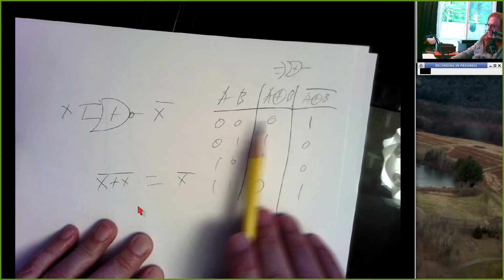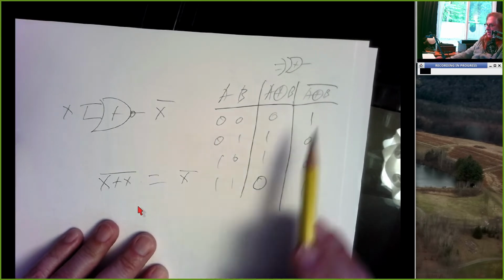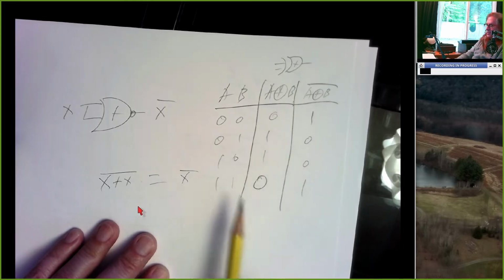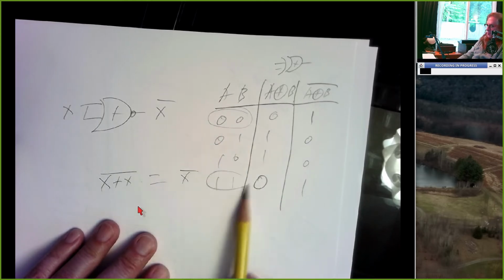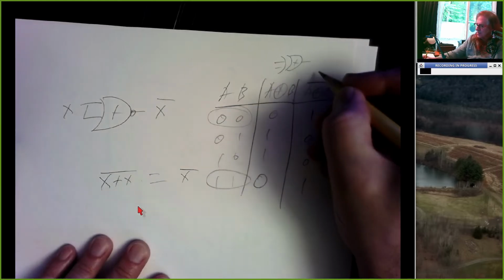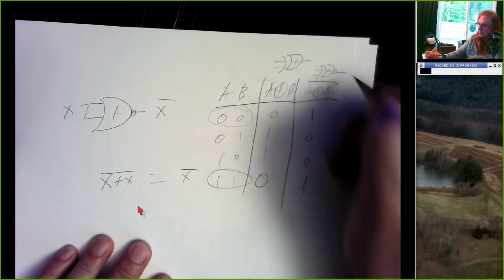XOR is exactly like an OR, except if both inputs are 1, the output is a 0. XNOR is the opposite, and we observe that the XNOR is also true whenever A is equal to B. So exclusive NOR is sometimes called an equivalence function. It tells you if the two inputs are the same as each other. And this is just an XOR with a bubble on the output.